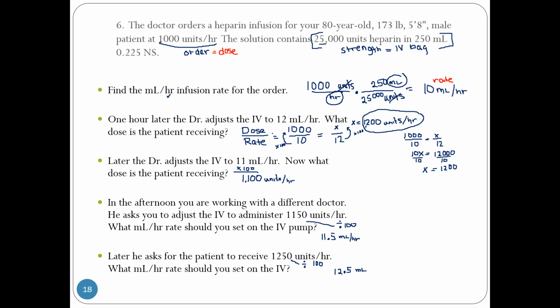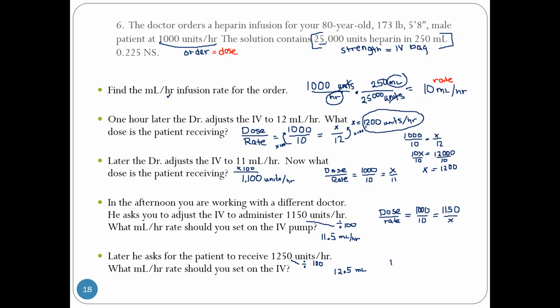But if you don't notice, you can continue with the strategy of the dose over rate. So for this problem, dose over rate is 1,000 over 10 is x over 11, and solve that out. And this one, dose over rate is 1,000 over 10. And the 1,150 goes on top because that is a dose amount, and we would put the x on the denominator for that one to solve it out.